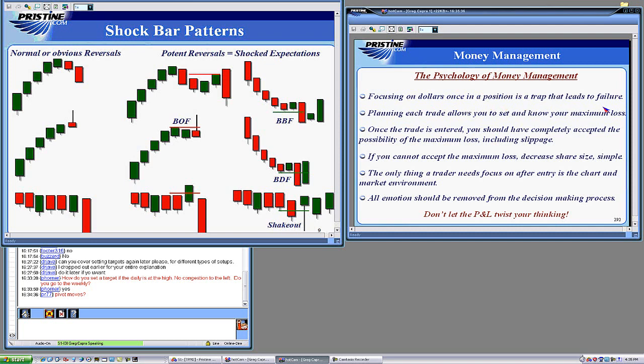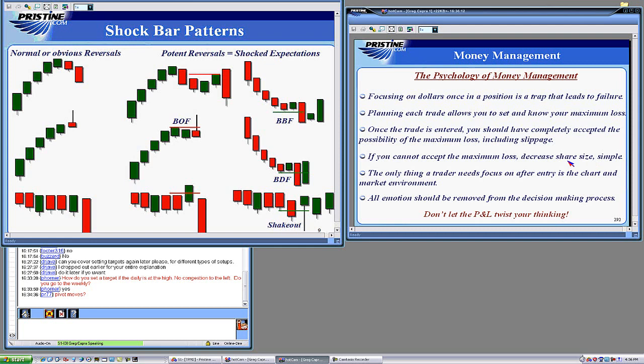If you focus on the money, it typically leads to failure. You're thinking about money, odds are it's going to lead you to doing the wrong things. So you plan your trade. You know what your max loss is per trade. You've accepted that. As a professional trader, you've accepted the possibility of whatever that loss might be. It's based on your account equity. You know it's not going to put you out of business. It's one trade.